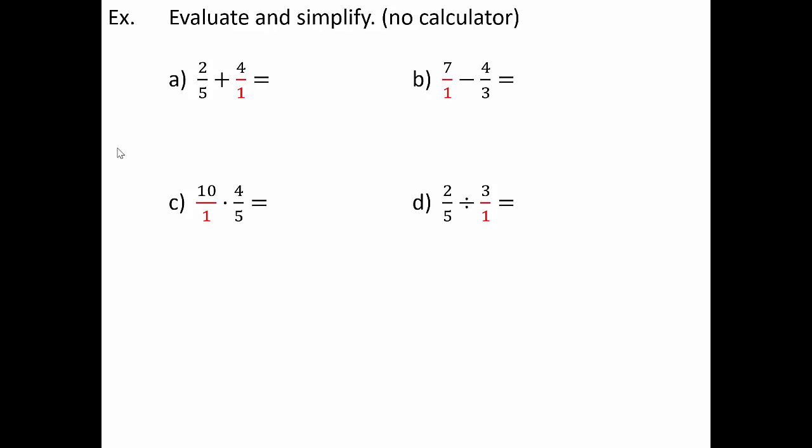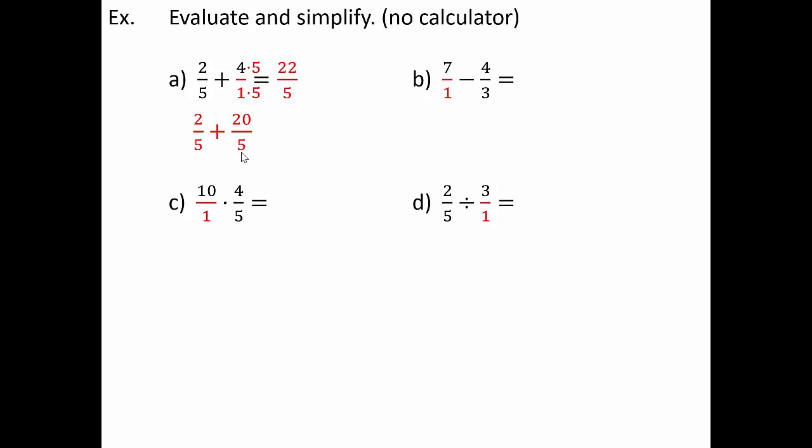In the case of the first example, 2/5 plus 4 over 1, common denominator would be 5, so the first fraction does not need to be adjusted. The second fraction, multiply top and bottom by 5, gives me 20 over 5. Now I can add the 2 fractions because they have a common denominator. 2 over 5 plus 20 over 5 is 22 over 5.